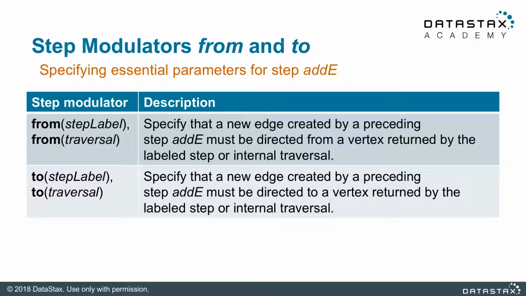The step modulators can take 2 different types of parameters. First, you can give it a previously defined step label that can be one or more vertices. Next, you can also write a traversal to find or walk to a set of vertices to connect.